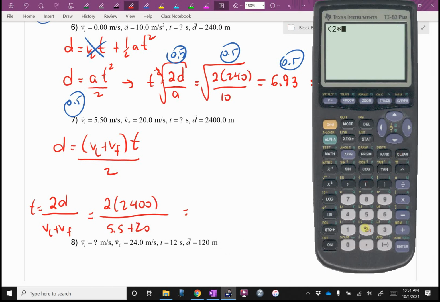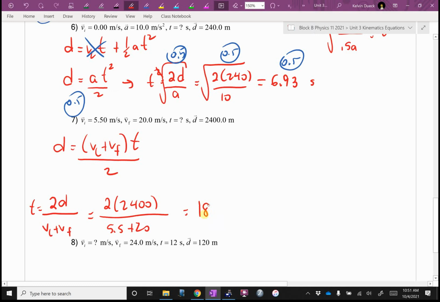Bracket 2 times 2400, close bracket, divided by bracket 5.5 plus 20. Y'all get 188? Point blah blah, 188? Units, it's a time, so seconds. And a half mark for each of those steps if you got the 188 seconds wrong.